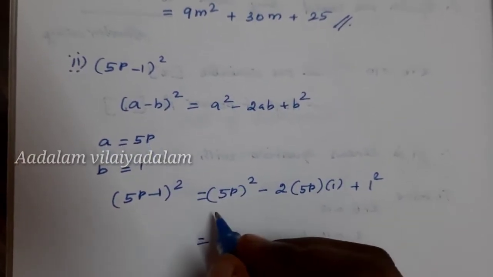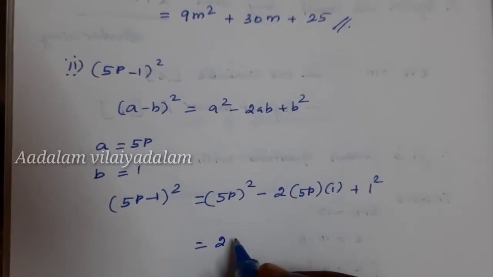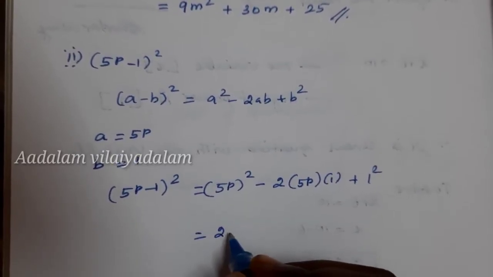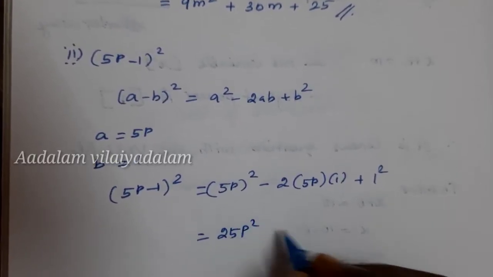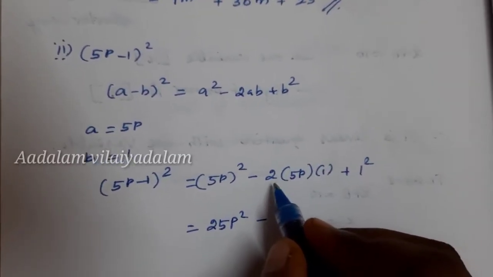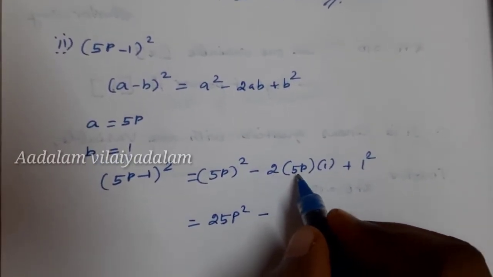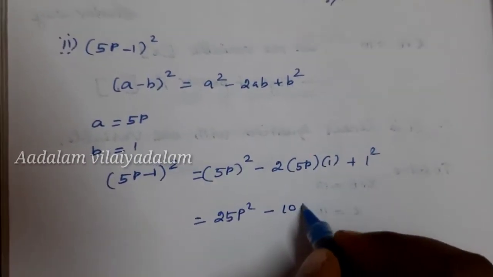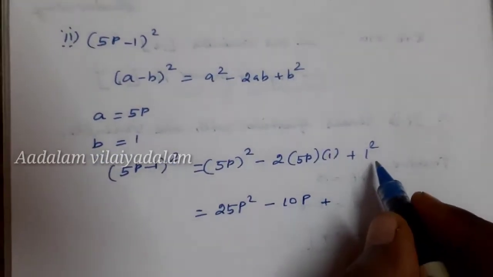So squaring this 5p we get 5 5s are 25, p into p is p square, so we get 25p square minus. Just multiply the numbers. 2 5s are 10 and 10 ones are 10. The remaining variable is p, and this value is 1.